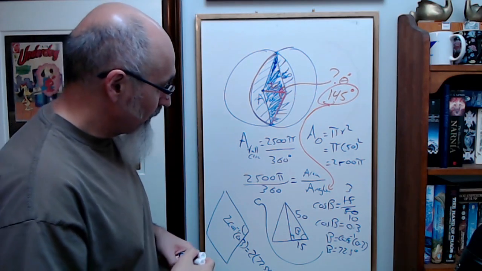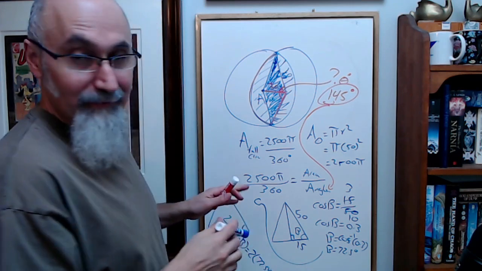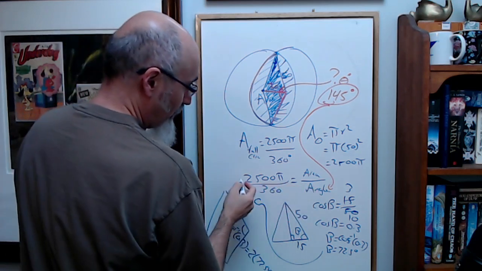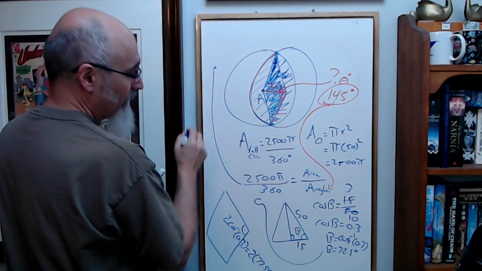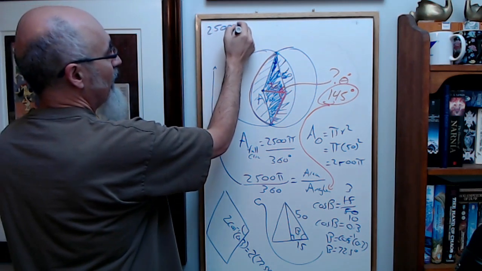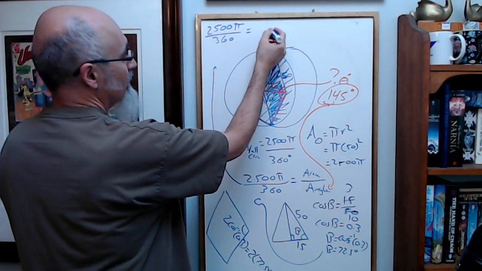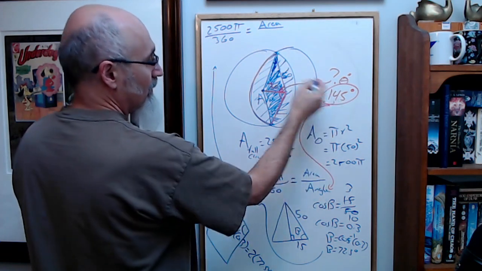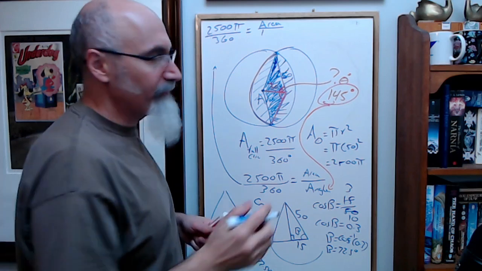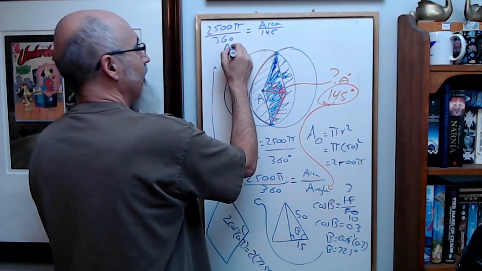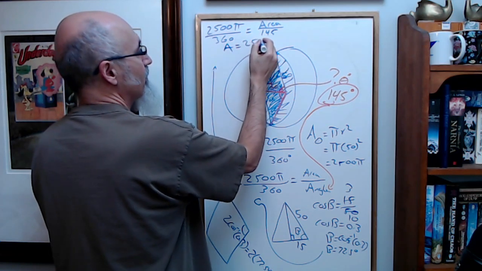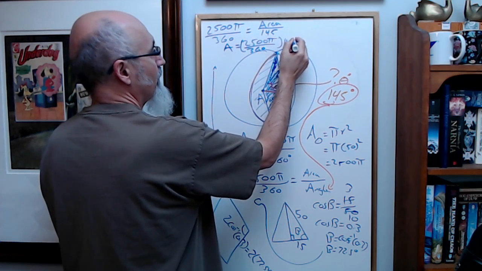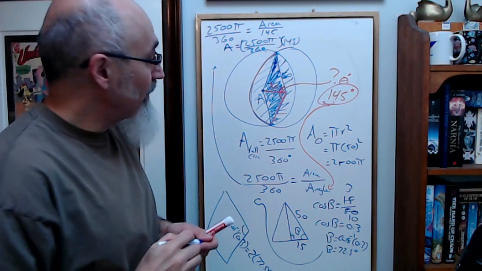Okay. So if we want to find the area of that, this is a messy board, right? I should have drawn my circles smaller and then worked my way. But over here, let's bring this up here. We're going to get 2500 pi over 360 is equal to the area divided by 145, right? So the area is going to be 2500 pi over 360 times 145, right? That's the area of one chunk.